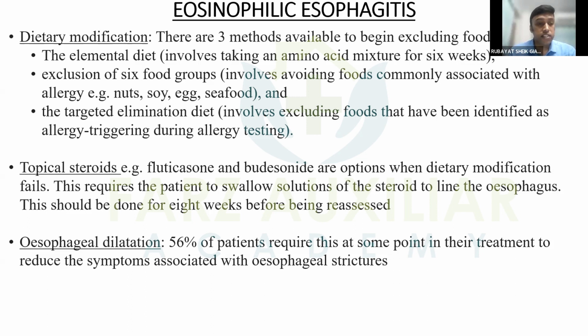The third modality of treatment is esophageal dilatation. The majority of patients might need that at some point of treatment, because as you'll see in complications later, long-term eosinophilic esophagitis can even lead to strictures. So you need esophageal dilatation as a treatment later on.